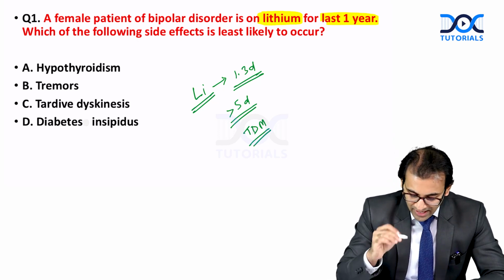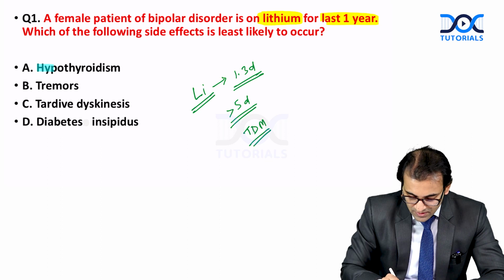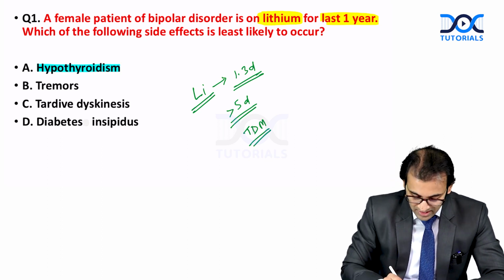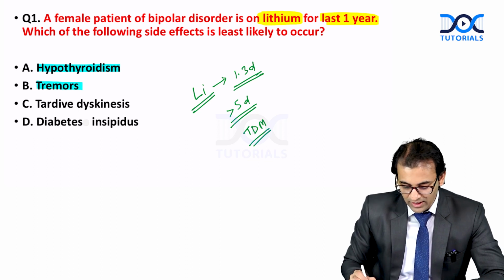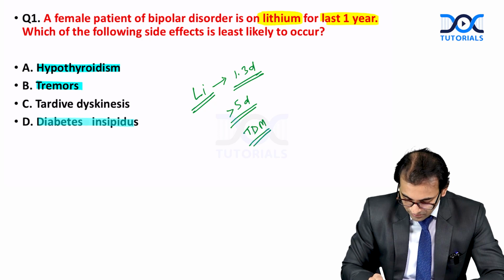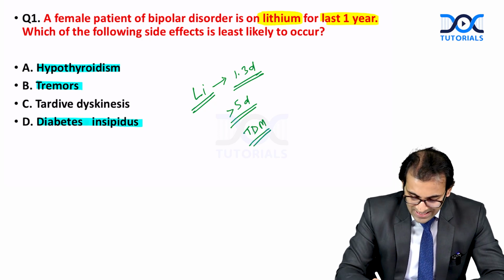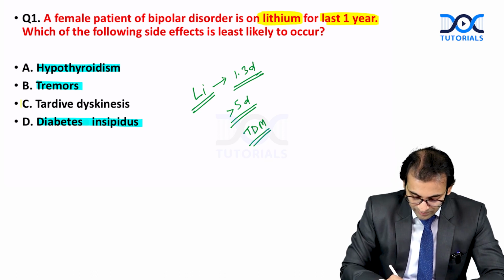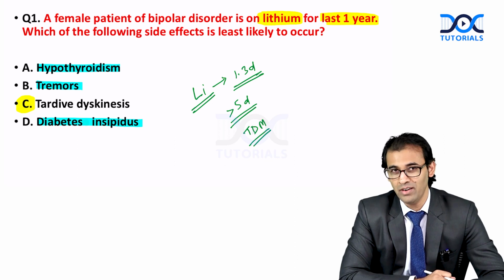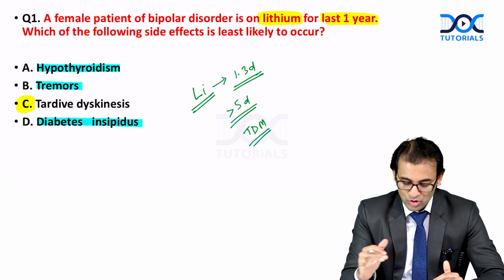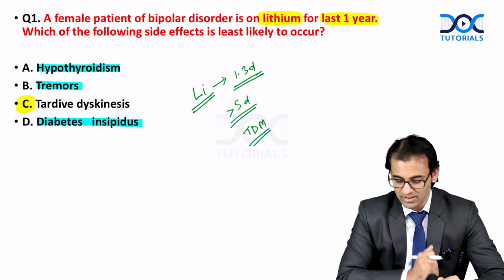Do you think lithium can cause hypothyroidism? Yes. What about option B, CNS side effect? Yes. What about option D? Do you think there can be diabetes insipidus, nephrogenic diabetes insipidus? Yes. But when I see option C, remember tardive dyskinesia, right? No, this is the side effect of antipsychotic drugs, especially typical antipsychotics like haloperidol. So the answer is C, tardive dyskinesia, right?